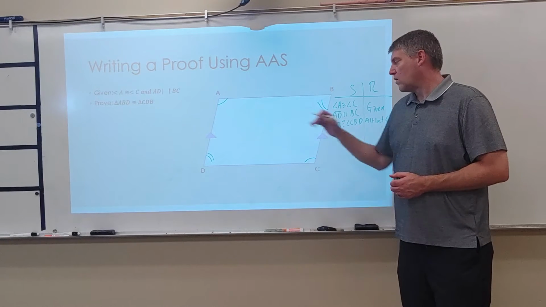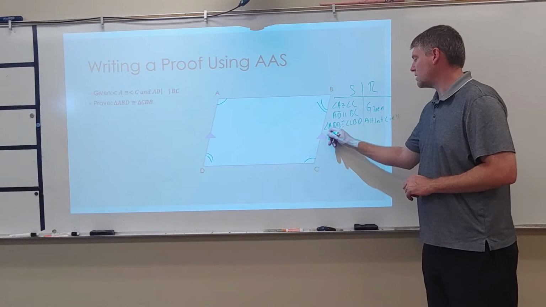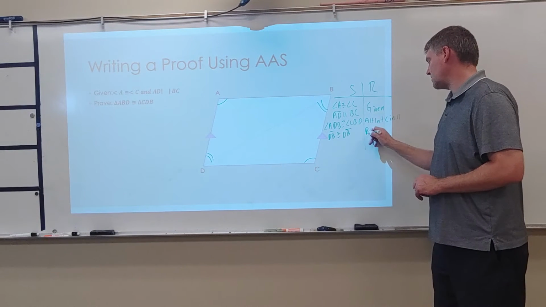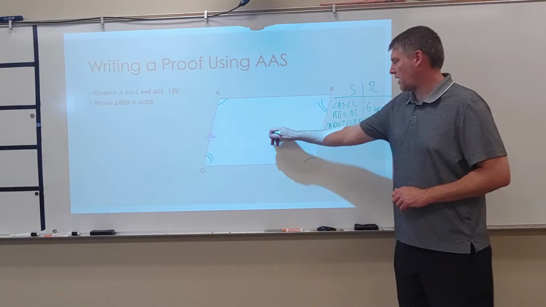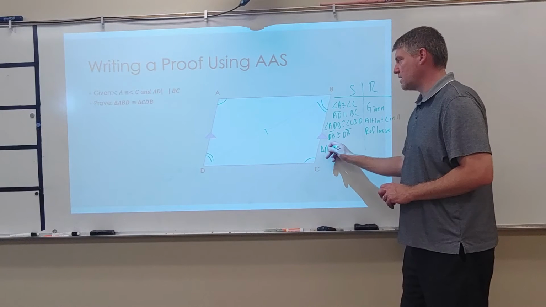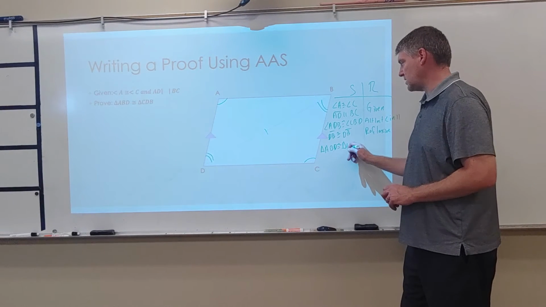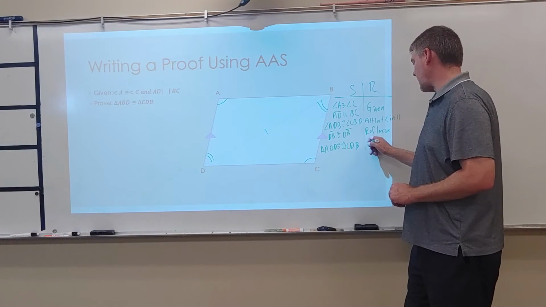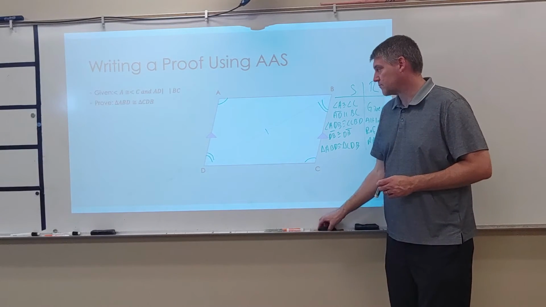Okay? Now, what's the only side that I know is congruent? Well, I know DB is congruent to DB because that's reflexive. Okay? So now I know this. Now I know the triangles are congruent. Triangle ABD is congruent to triangle CDB because of angle angle side. Okay?